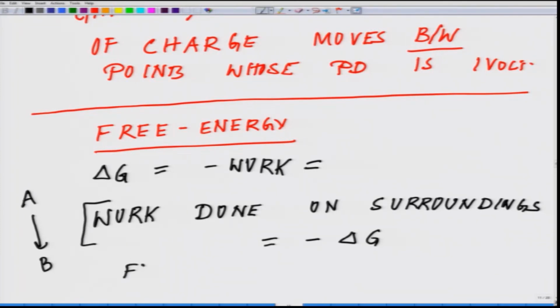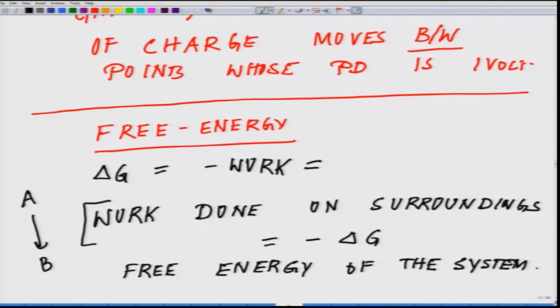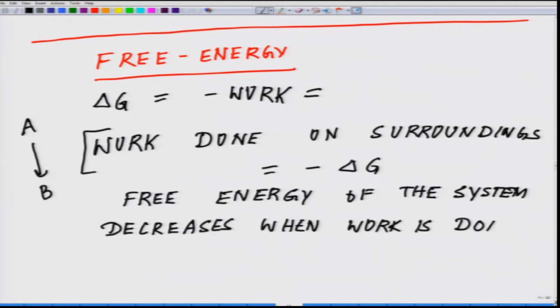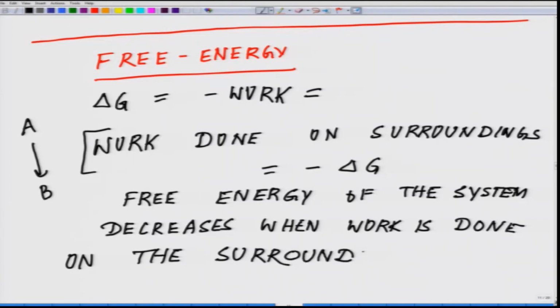So, the free energy of the system decreases when work is done on the surroundings. Okay. So, this is the case of minus delta G.